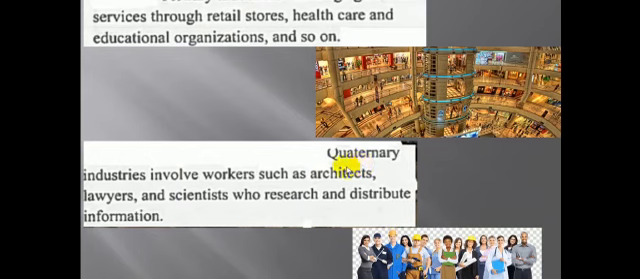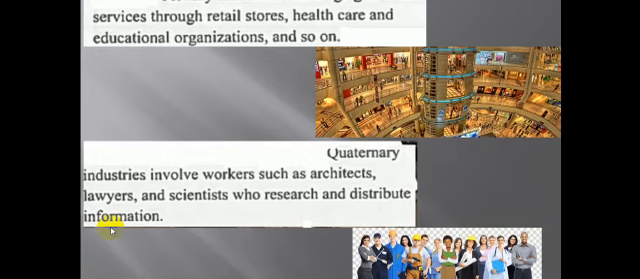Quaternary industry, and that's the last one. What is the quaternary industry? It involves workers such as architects, lawyers, and scientists who research and distribute information. So all these industries create jobs, create people, like universities. How will I be a policeman? I will join the faculty of police, and this is quaternary industry. How will I be a doctor? I will join the faculty of medicine and I will become a doctor.